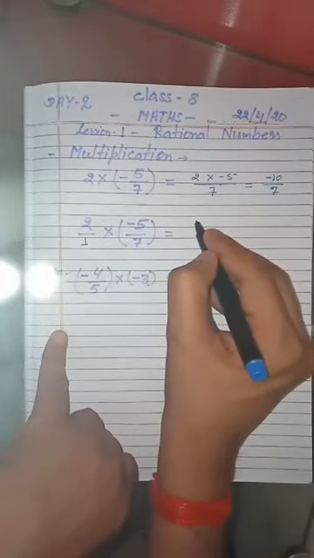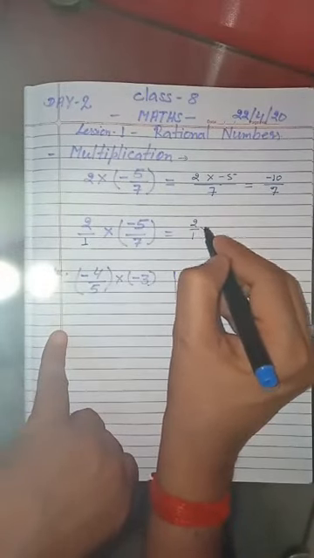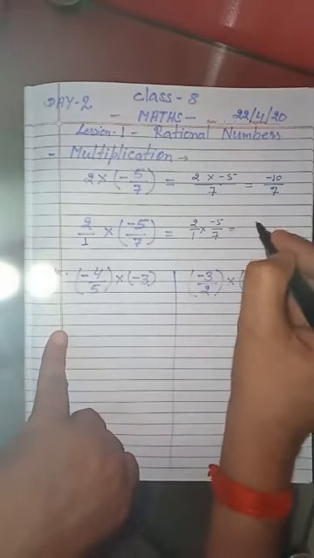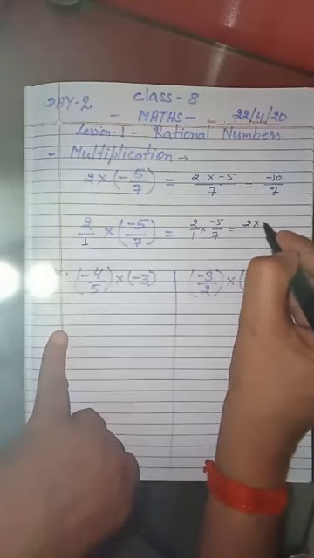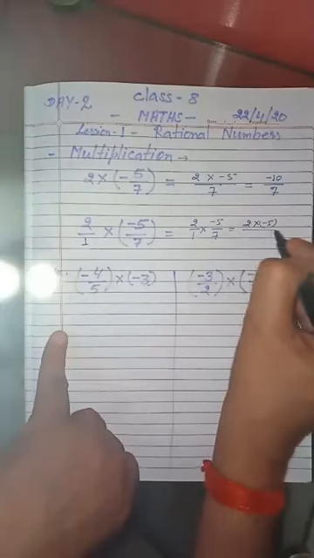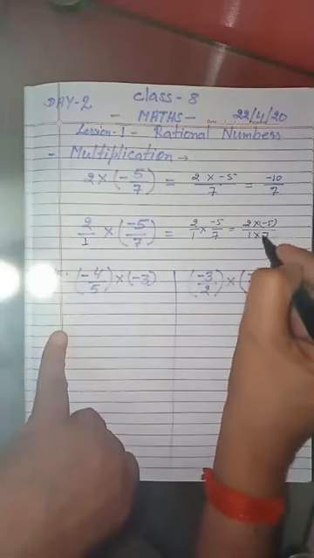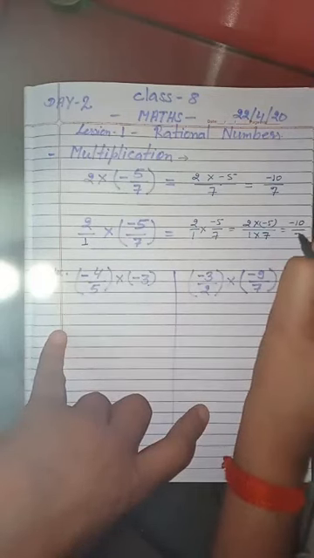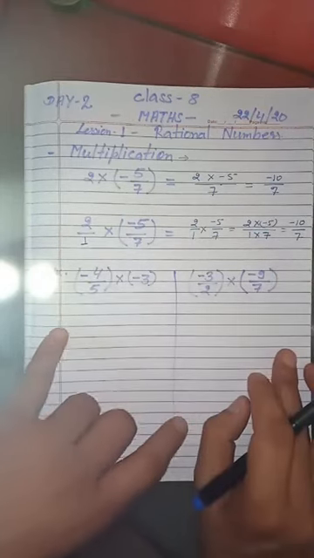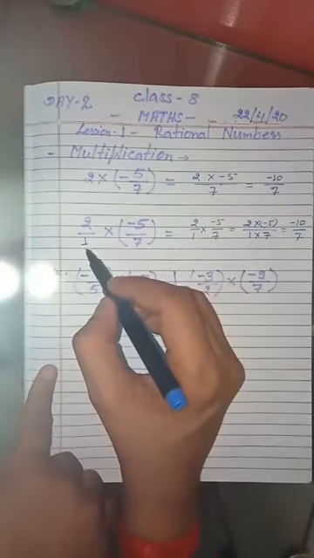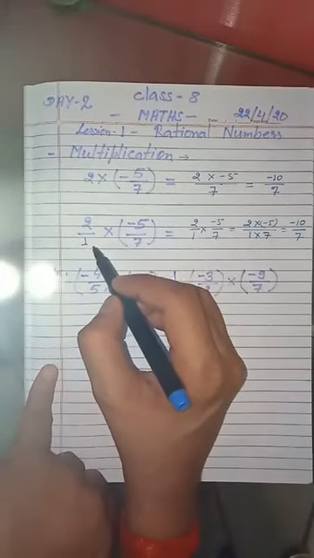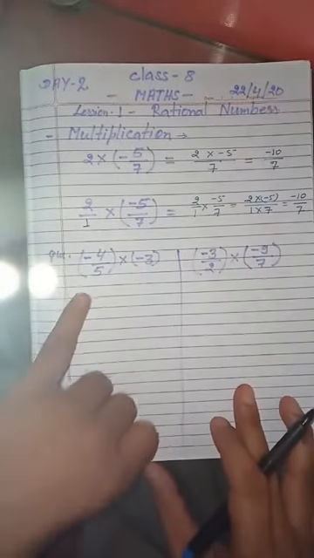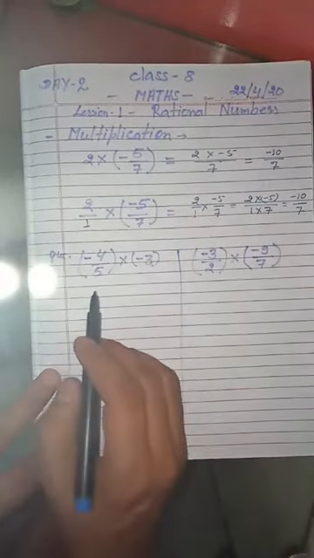Now you can also use the denominator 1 for your 2. So you can also write it like 2 upon 1 multiplied by minus 5 upon 7, or 2 multiplied with minus 5 divided by 1 multiplied by 7. That is minus 10 divided by 7. Both ways are correct, but you should go for the second method because it is more appropriate for your problems. Now for question number 1.